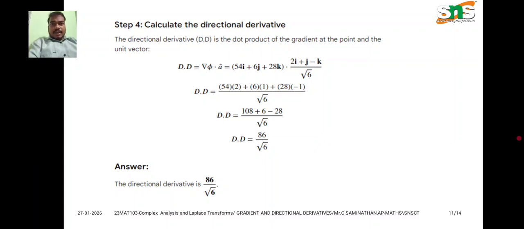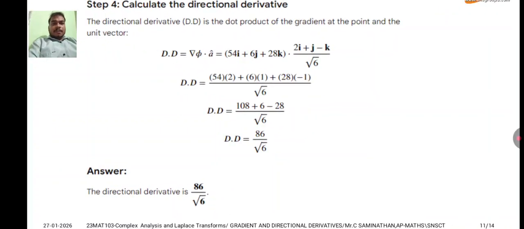Next, we can calculate the directional derivative. The directional derivative is the dot product of the given gradient at the point and the unit vector. So directional derivative equals del phi dot A cap, where del phi we already know is 54 i plus 6 j plus 28 k, and A cap is 2i plus j minus k divided by root 6.